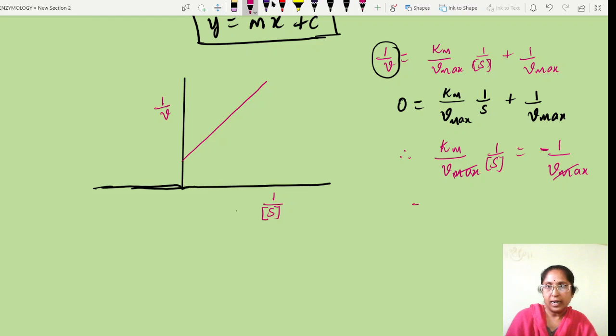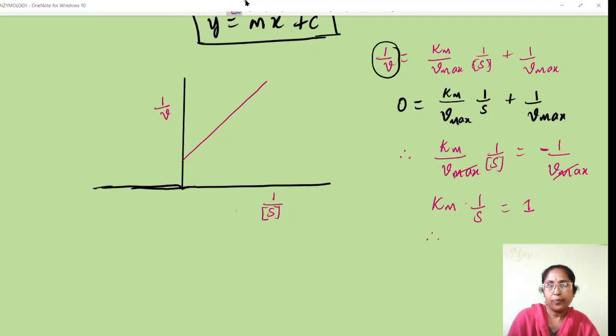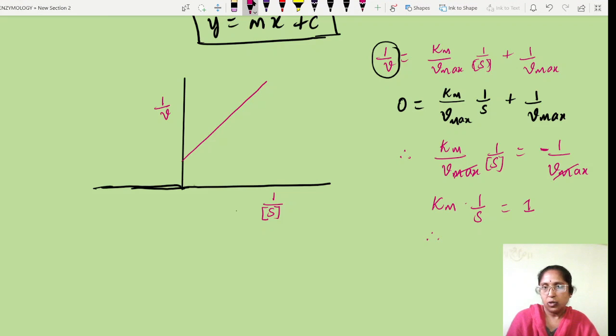Taking the minus to the other side, minus Km into 1 over s is equal to 1. Let that minus be there only. So Km into 1 over s is equal to minus 1. Therefore Km is equal to minus s. This is the x axis, this is minus 1 over s, so on the x axis we get Km.